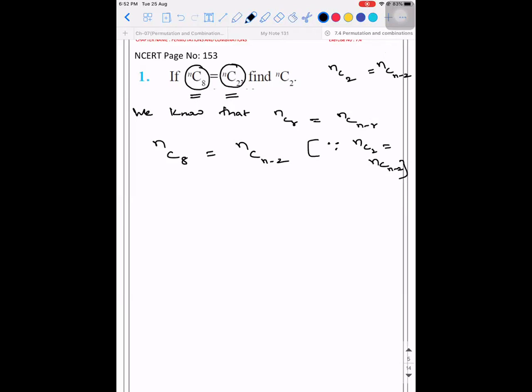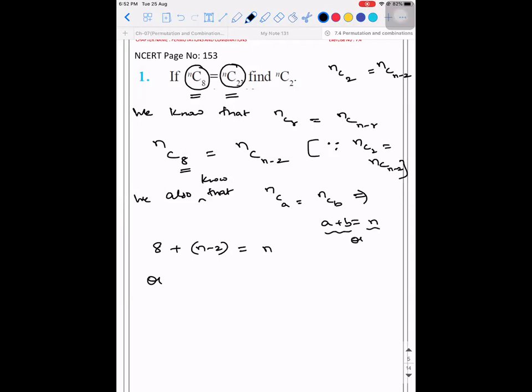And we also know the fifth property: nCa is equal to nCb implies a plus b is equal to how much? n. So here, what is a? 8. So 8 plus n minus 2 should be equal to how much? n. Or, a plus b should be equal to n, or a should be equal to b. I'll show you both the possibilities. Or can I write 8 is equal to n minus 2? Are you guys able to understand?